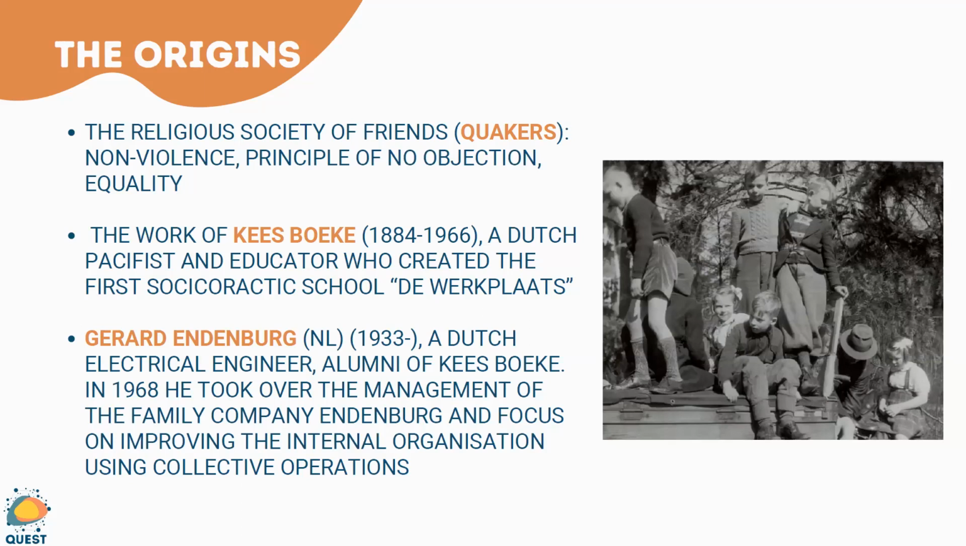Sociocracy starts with the concept developed by the Quakers, the religious society of friends, which started talking about nonviolence, the principle of no objections to proposals, and the principle of equality in decisions. One of the Quakers, Kees Boeke, a Dutch pacifist and educator at the beginning of the 20th century, decided to apply those principles in a school. So he created the Werkplaats in 1926, one of the first experiments of sociocracy, actually in one school.